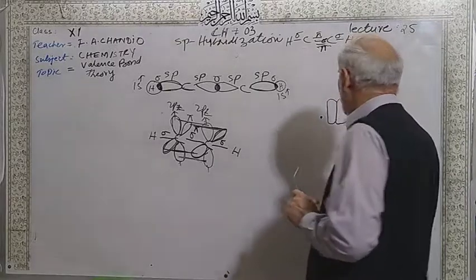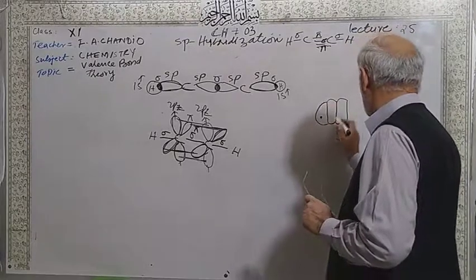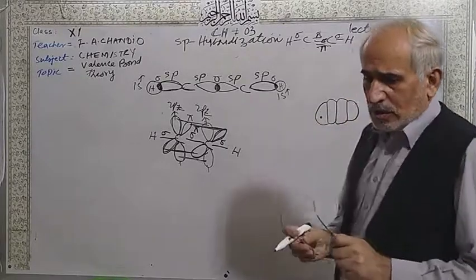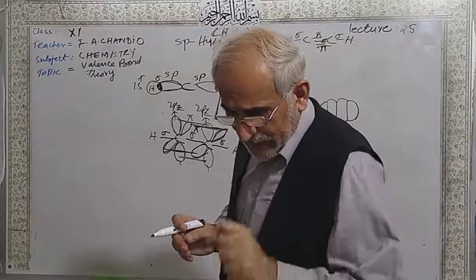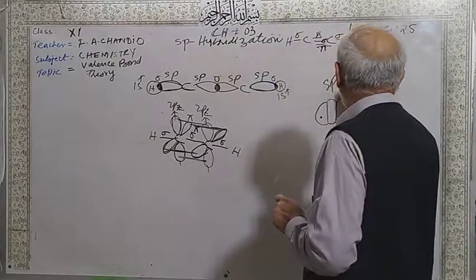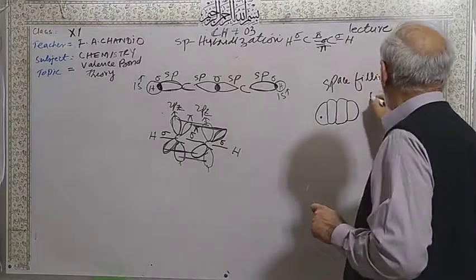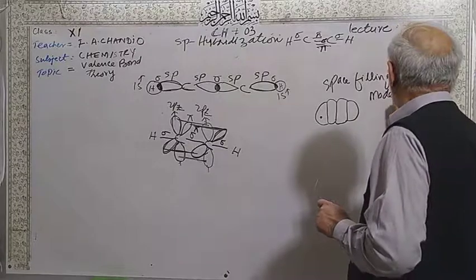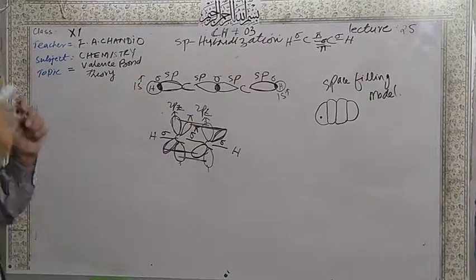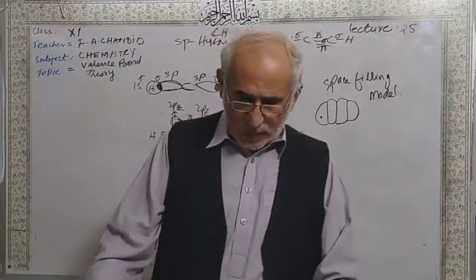If you see a structure shaped like this, this is called a space filling model. It states that there are 2 pi bonds and 3 sigma bonds going to be formed here. So students, it is written in your book also.